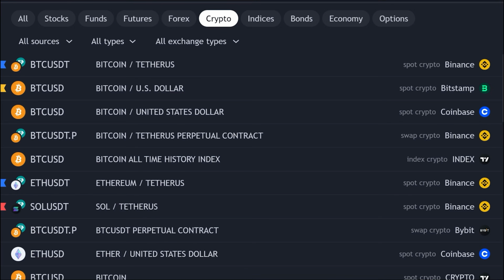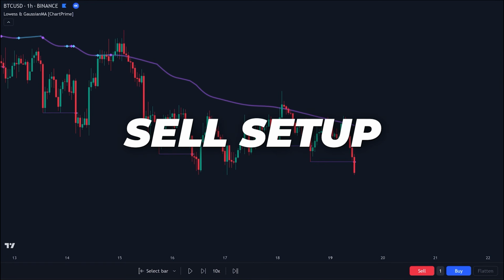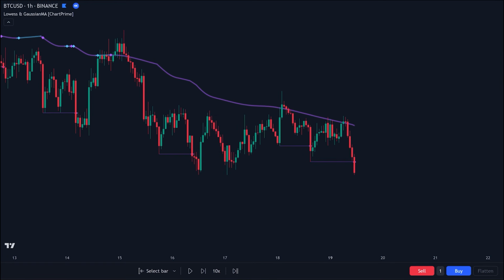Now, let's apply the indicator on cryptocurrency chart. Sell trade setup. The price is generally in a downtrend as it's trading below the purple Gaussian moving average, signaling that bearish momentum is dominating. We can see that the price initially tests the Gaussian moving average, indicating that it's respecting this level as resistance.